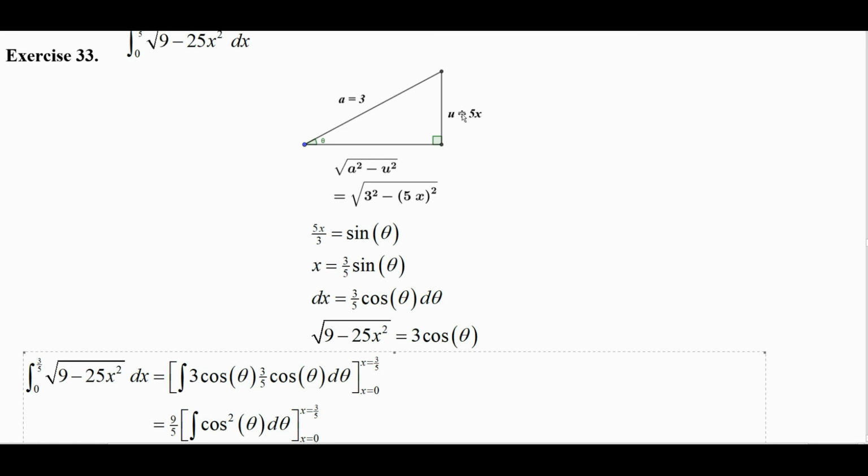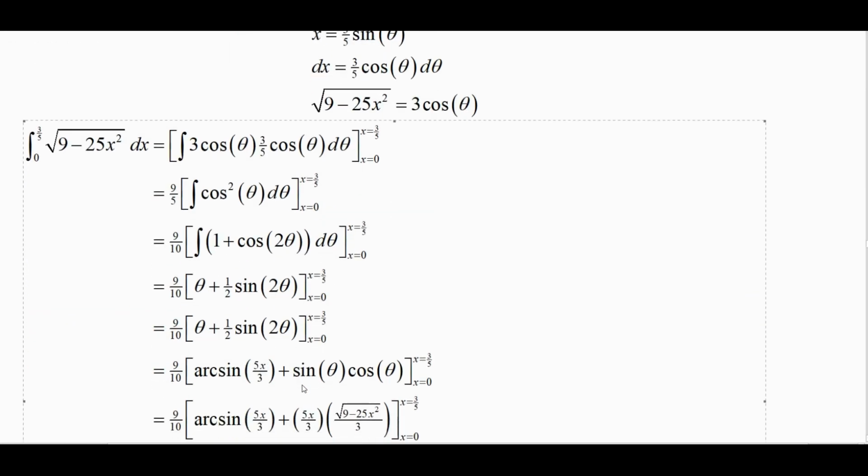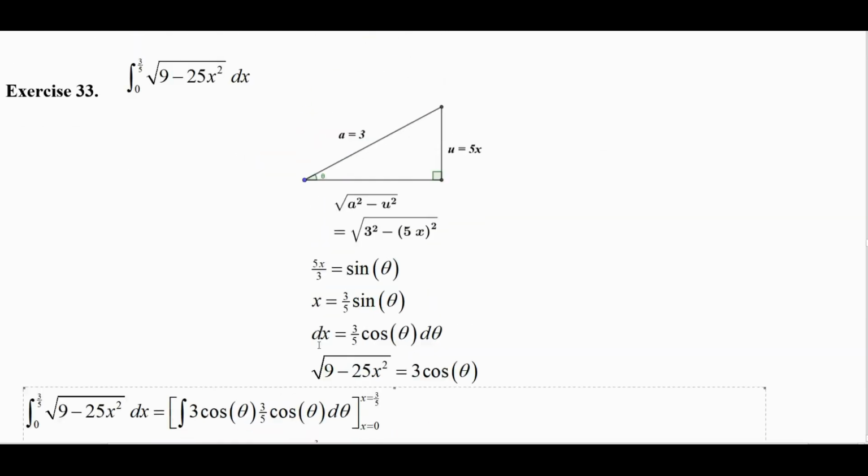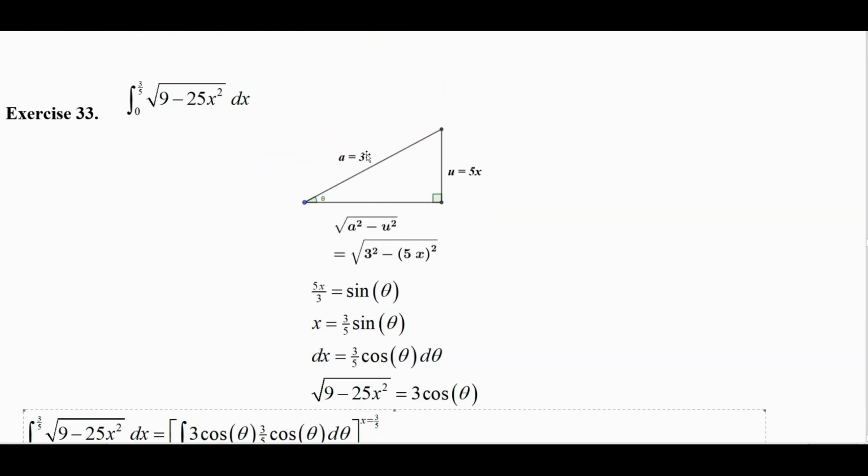Sine theta is opposite over hypotenuse. That's 5x over 3. Cosine of theta is adjacent over hypotenuse, so it's the square root over the 3. The square root being the square root of 9 minus 25x squared, and of course that's over 3. Get a common denominator here of 9. And I'd like to get all my fractions out front, so I'm actually going to take that little 9 out front and distribute inside, leaving a 1/10 outside. Leaves a 9 on the arcsine, and the 9 will cancel both of those 3's, leaving us the 5x times the square root of 9 minus 25x squared.